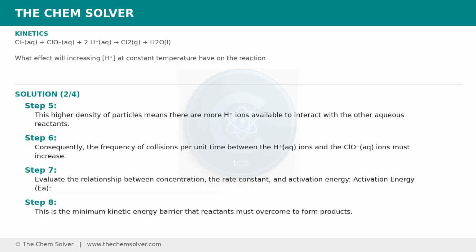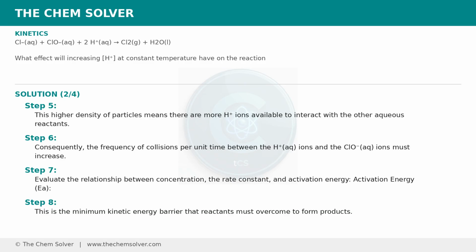This higher density of particles means there are more H⁺ ions available to interact with the other aqueous reactants. Consequently, the frequency of collisions per unit time between the H⁺ ions and the ClO⁻ ions must increase.